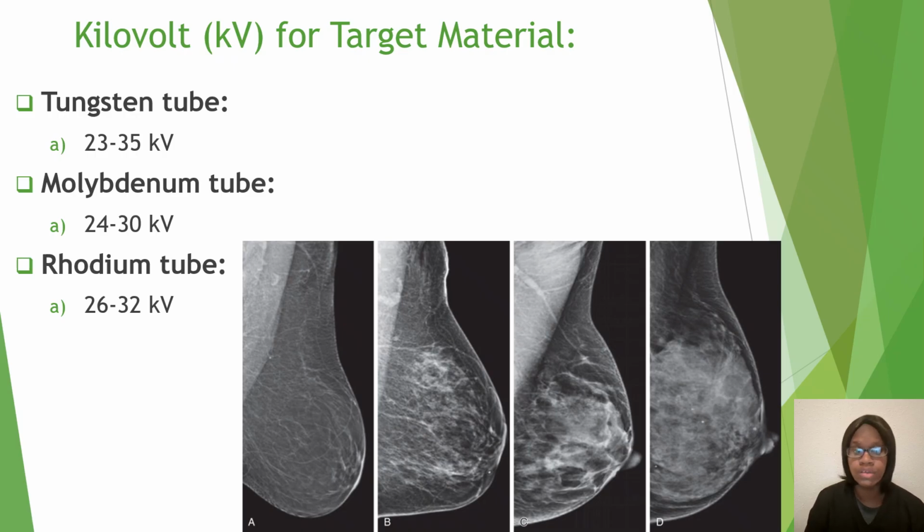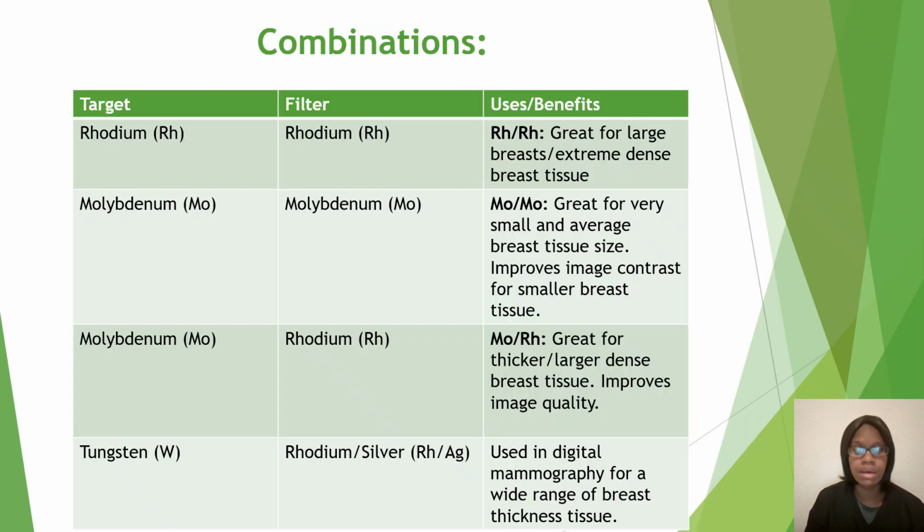If these numbers are confusing to you, pause the video and study it, or keep rewinding to see which tube goes with which fatty tissue or dense tissue. It's important for you to know and understand this, not only for your registry, but because we also use it in the clinical setting whenever we're taking the pictures. Now we have these combinations, and anytime you see AG, that stands for silver. You may have to pause or rewind the video to keep understanding this.